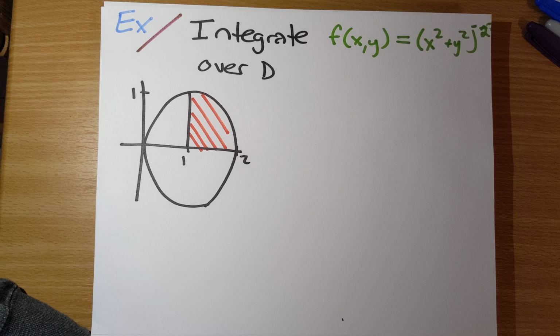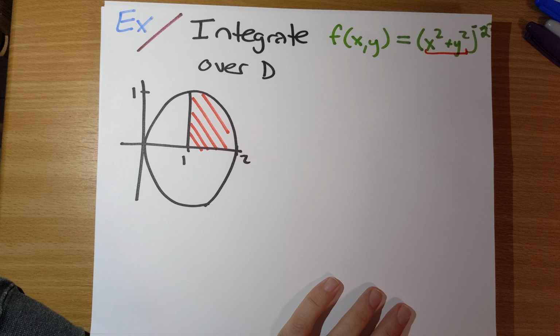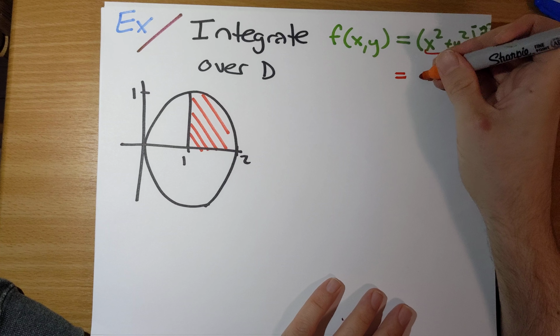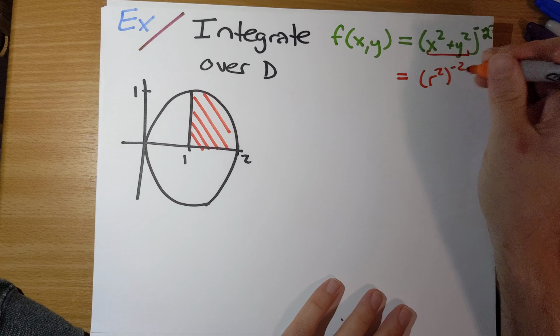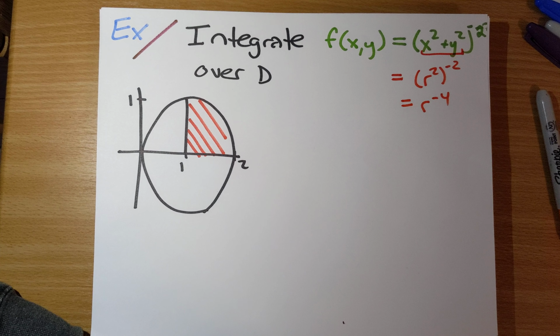Polar coordinates is going to be a great choice here, if for no other reason than that we have this x squared plus y squared to the negative 2 power. When we switch to polar coordinates, that's going to be r squared to the negative 2nd power, which is r to the negative 4th. So that will be nice for us.